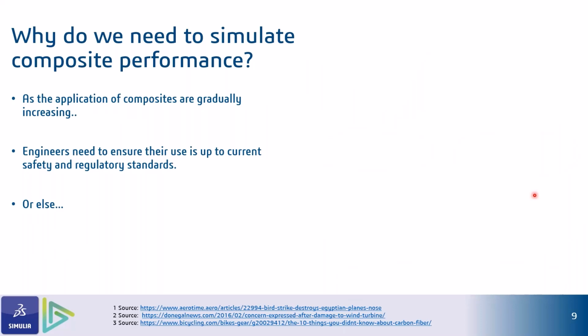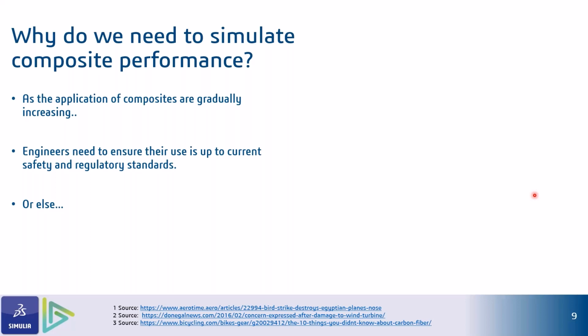So why do we need to simulate composite performance? As you can see, initially, composites were found only in the automotive or the auto sport industries. They were mostly used for F1 cars to improve performances. But these applications are now being increased. They are now covering different industries, such as commercial aircrafts, wind turbines, and even bicycles.